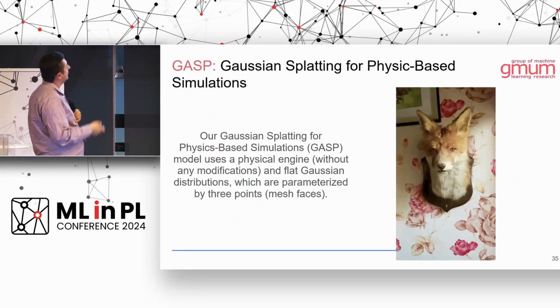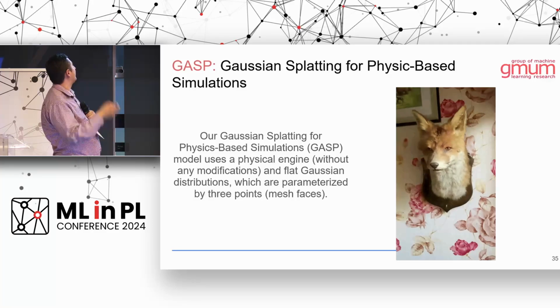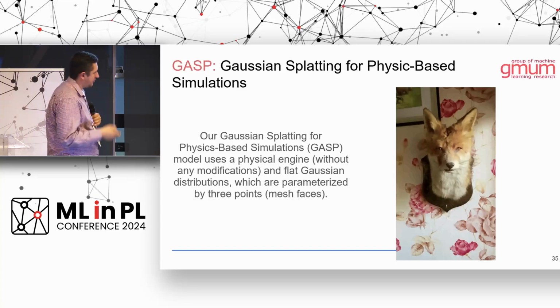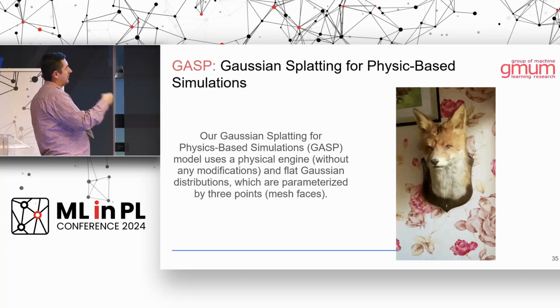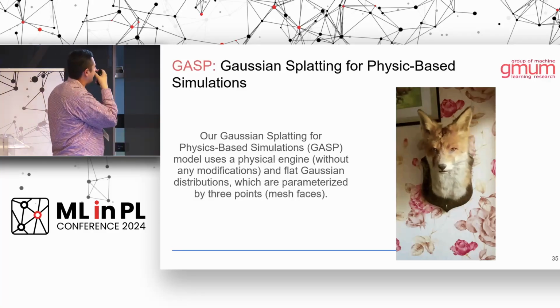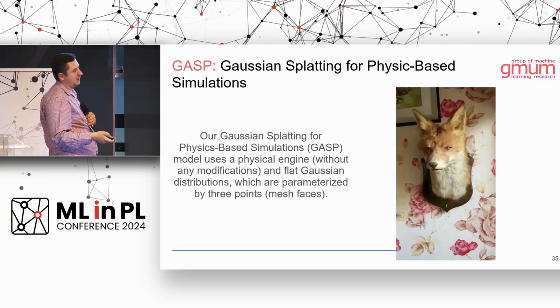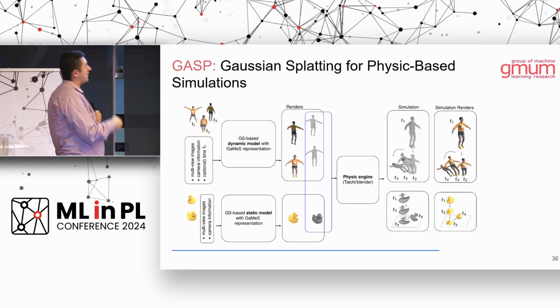So this was nice. So we decided to adapt the Gaussian method to physics engines. We call this GASP. The idea is that we can move it by ourselves, we can move it by the neural network, and we can also move the Gaussians by physics. So the idea is to use a physics engine. We have Gaussians, we can produce these triangles, and we can take just the points from these triangles, so we have point clouds.